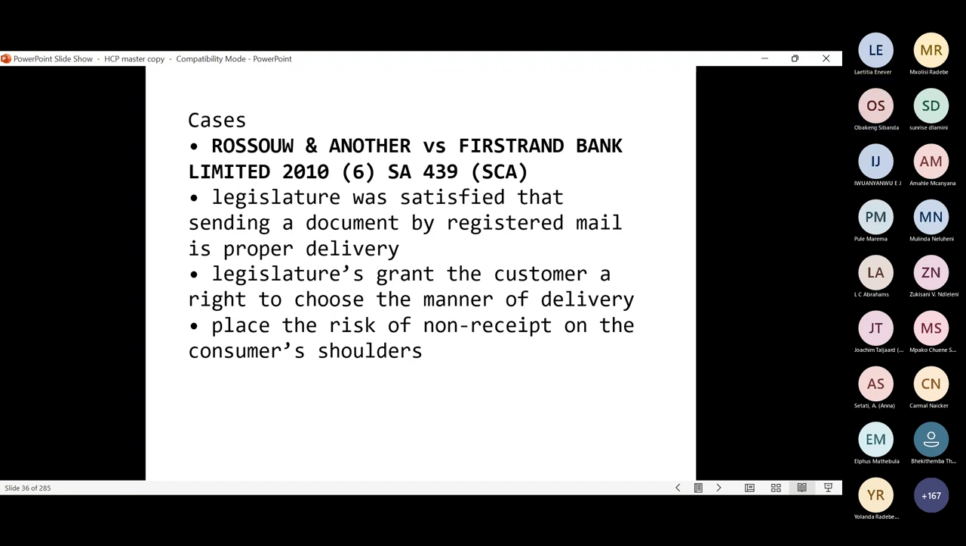And obviously it must be sent to the domicilium. Remember, we're talking about credit agreements. So it is an agreement that is in writing. Party signed it.